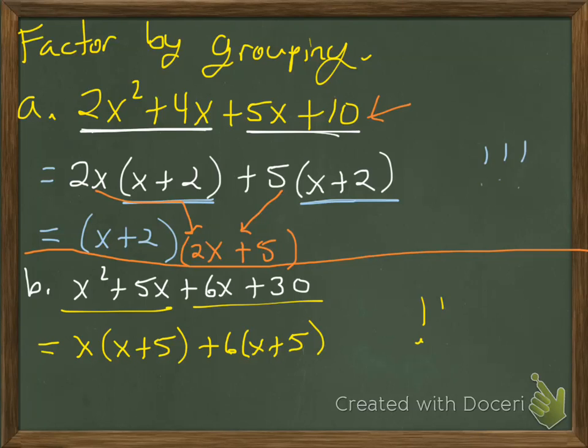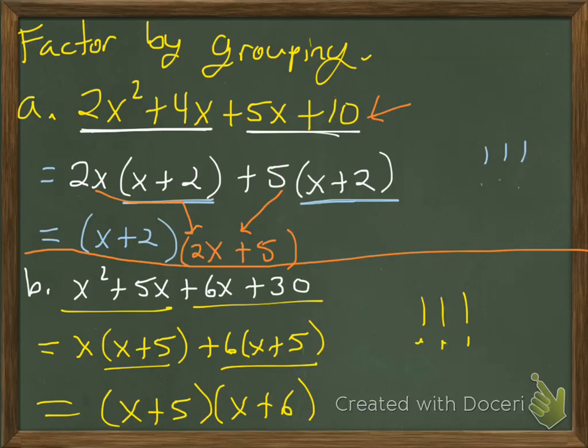And here we are with our hallelujah moment. We have x plus 5s in common, so we will factor the x plus 5s out. And what we have left is an x and a 6. Again, if I want to check that, I can go ahead and FOIL, and I'll get back to the original here.